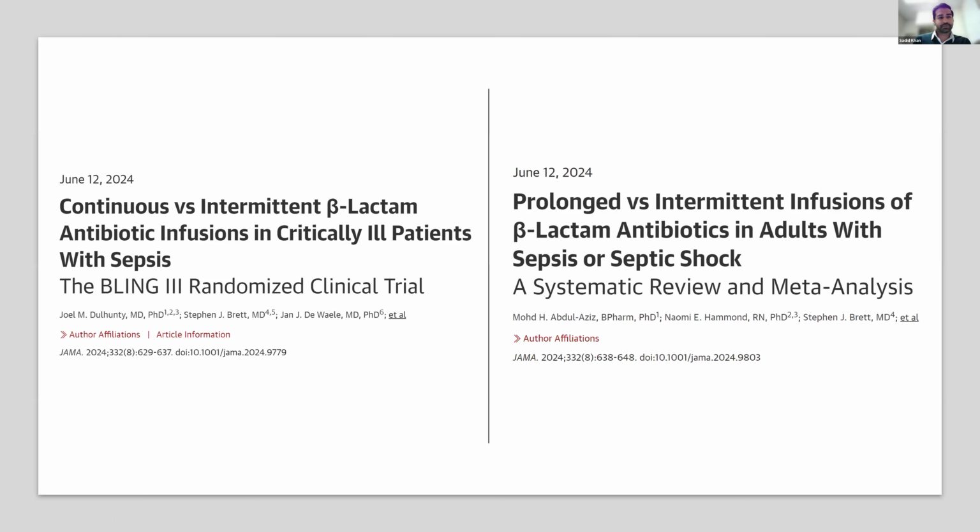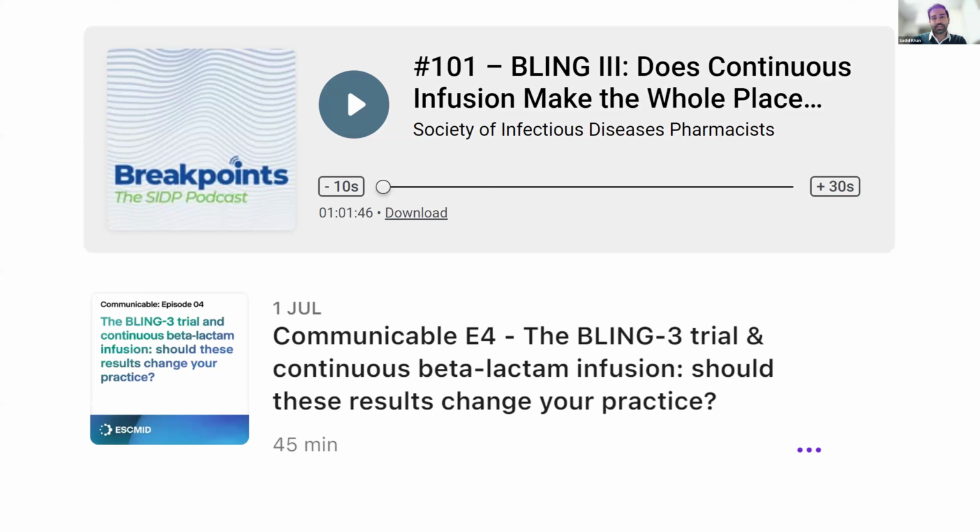These trials in themselves are worth talking about, which I won't have time for, but I would recommend that everyone involved in the management of sepsis, in particular in the ICU context, should be familiar with these trials.